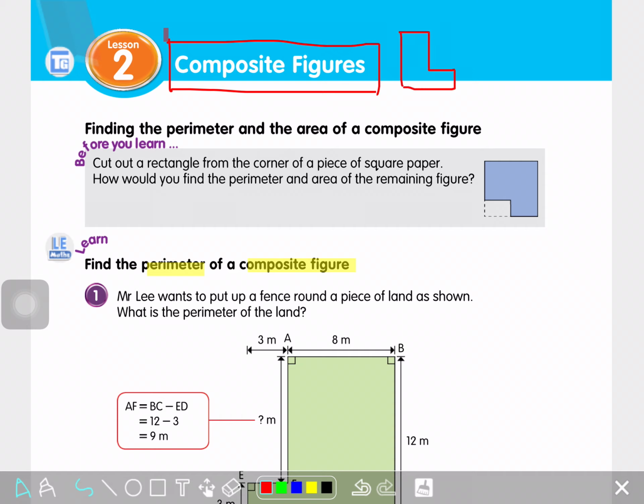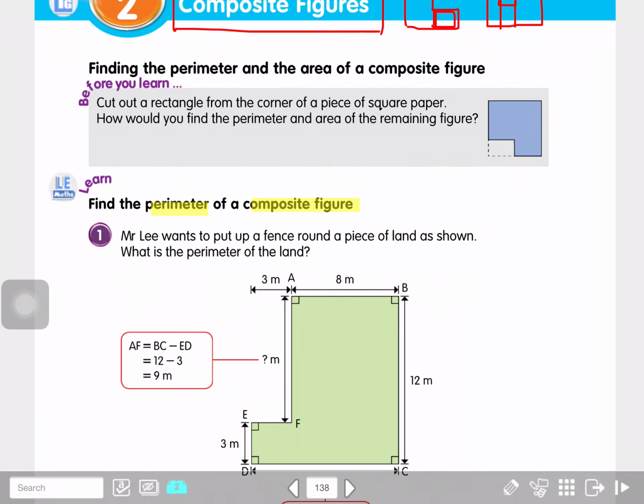This is a composite figure where you can see it's made up of a big rectangle and a small rectangle here. So this is an example of another composite figure where it's made up of one rectangle, another rectangle, and a small square. Okay, now let's take a look at question number 1.